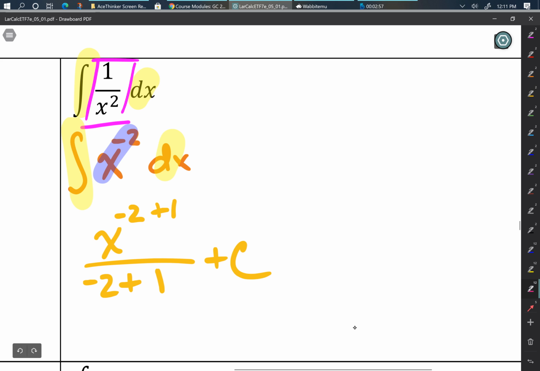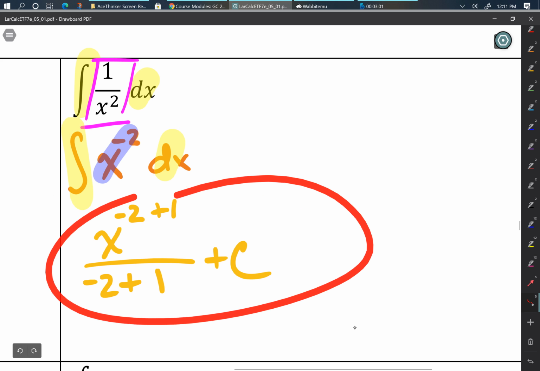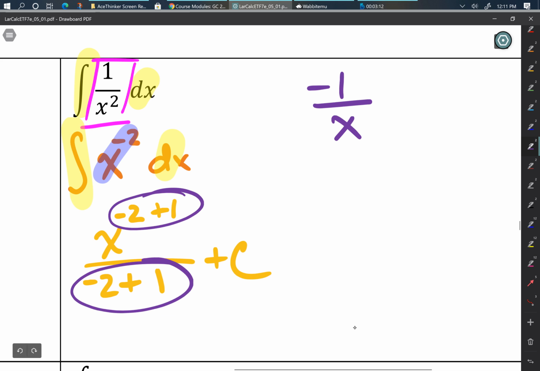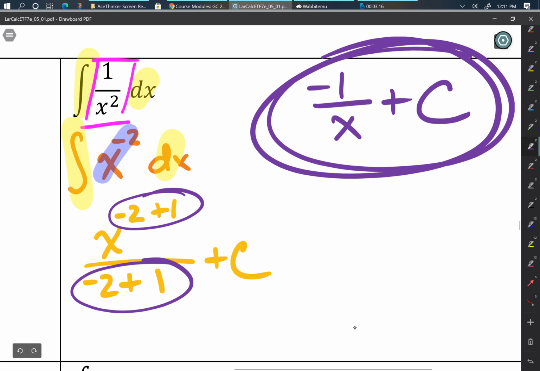You'll notice that the operator is gone because I performed the operation. The only thing left to do is to clean that up a little bit. This is going to give me an exponent of negative 1, and this is going to give me a negative 1, so that gives me negative 1 over x plus c. And there's my indefinite integral, the most general indefinite integral.